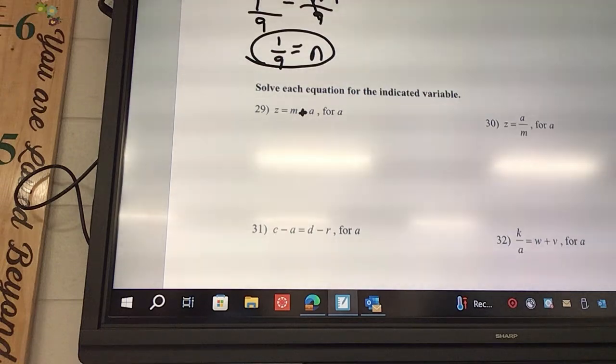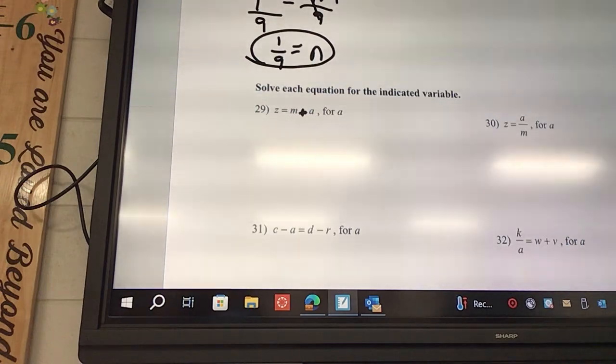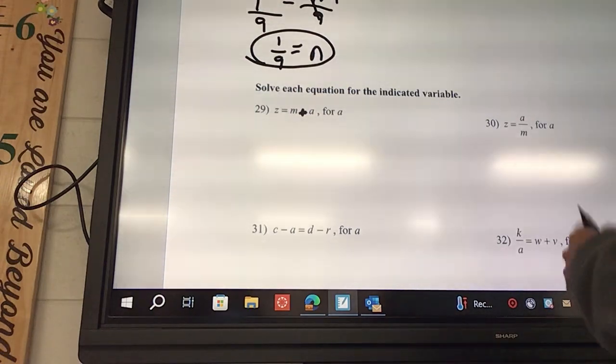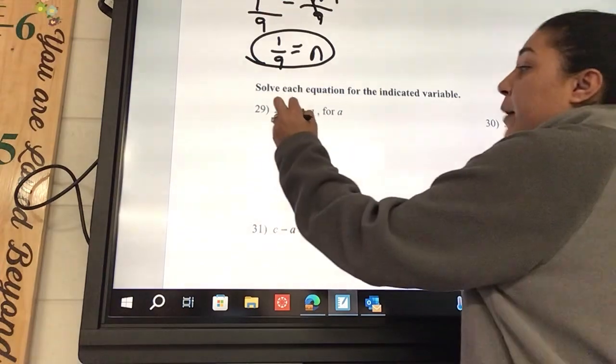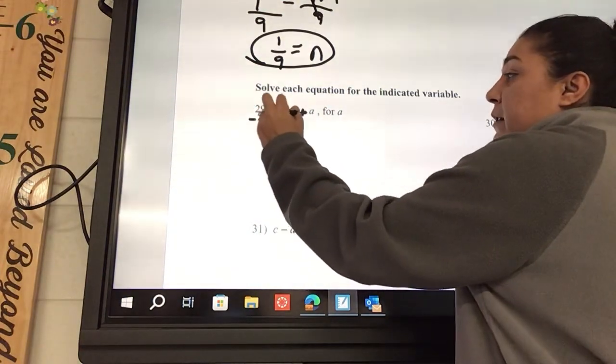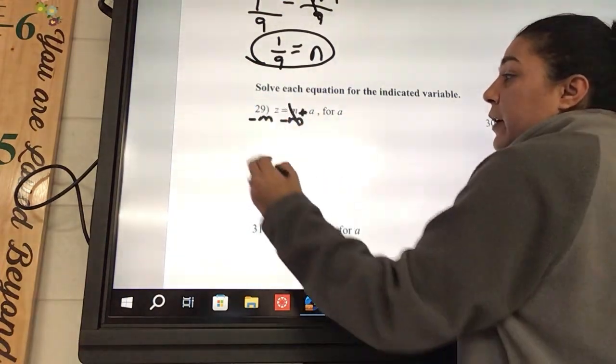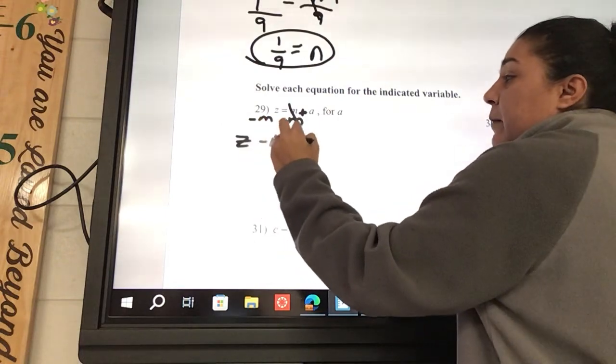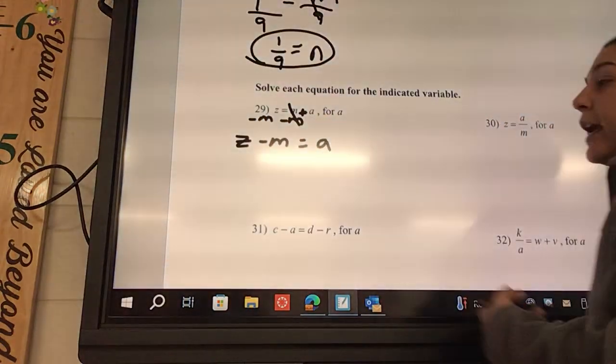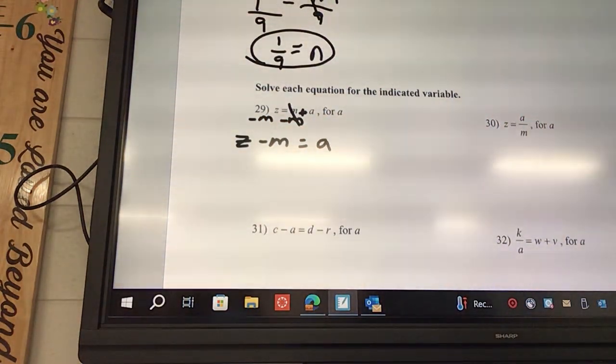However, because there was a minus there, your last step would have that additional step of dividing everything by negative 1. On this one, in order for us to get everything away from a, I'm going to say minus m, minus m. Over here, I'm going to get z minus m equals a. And we can see that a is by itself, so this one is complete. That's all I'm trying to do, is get it by itself.